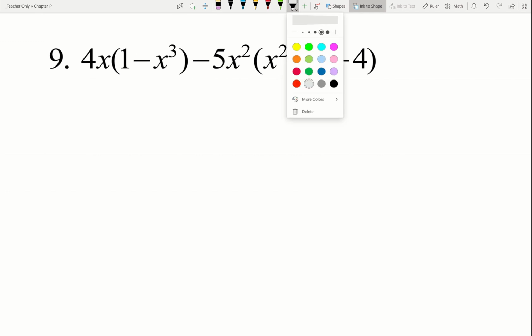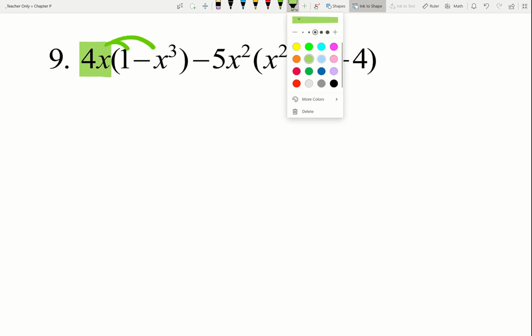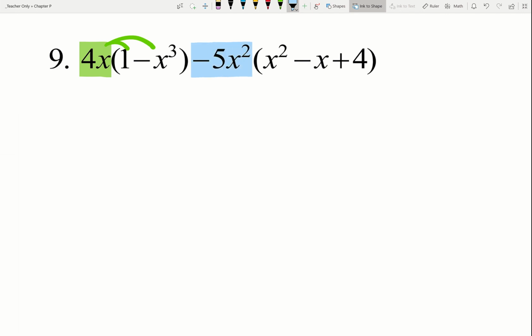On number 9 here, we have some more distributive property to do. It looks like we have this monomial 4x, and of course you know what the deal is by now. We're going to distribute that in. But then as you look further into your expression, we also have this other monomial, this negative 5x squared. We're going to distribute that to the trinomial that it is being multiplied times. Okay, so really simply to do, let's just go ahead and keep my colors the same here.